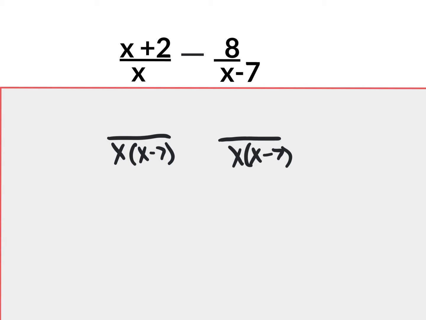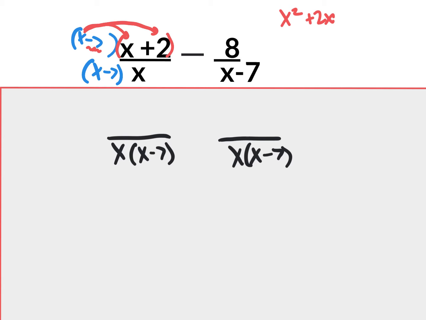Multiply by what? X minus 7. And of course, what you do to the bottom, you do to the top, multiply by x minus 7. Now this is where it gets a little bit more fun, because you really do have a binomial x minus 7 times a binomial x plus 2. So we're going to distribute. X times x is, I'm going to write it over here on the side, x squared. X times 2 is positive 2x.